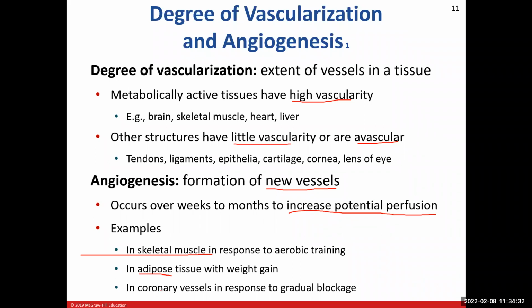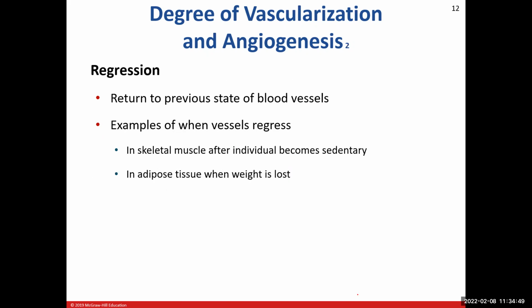And then of course, in the blood vessels of the heart, the coronary vessels, we see this quite a bit with blockage: you'll see the formation of new blood vessels to create an alternate route for that blood to travel so we don't get ischemia. So that's angiogenesis.